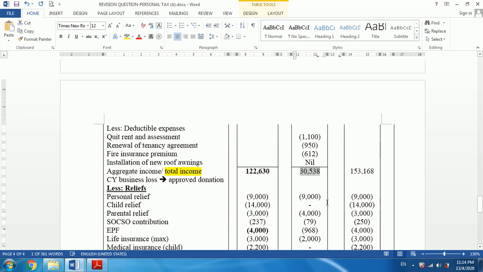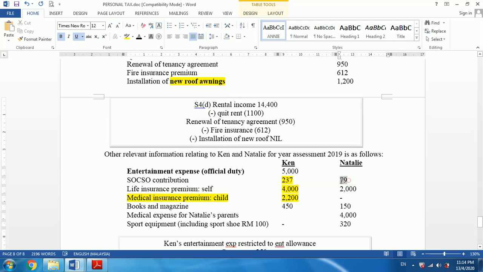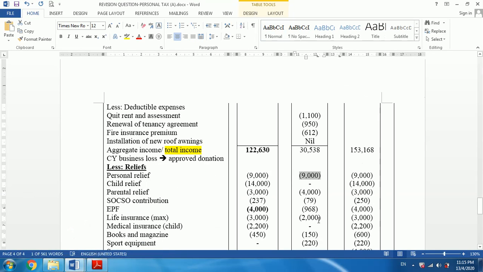Next, after relief, she is a Malaysian resident, so 9K. Let's see what else she can claim. Do you see there's a SOCSO contribution for her? She can claim the SOCSO amount. Maximum SOCSO is 250, so no issue. She can deduct the SOCSO.